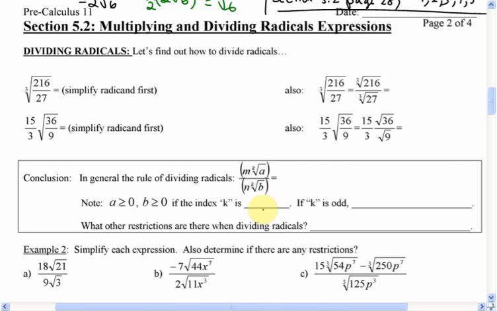All right, dear friends, so let's take a look at section 5.2, dividing radicals today.